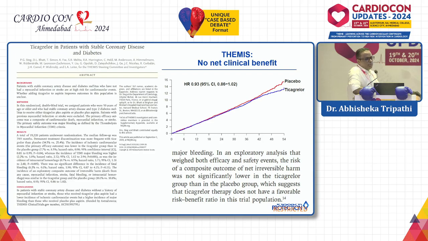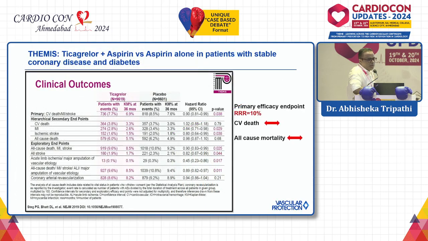Now coming to the THEMIS study. The THEMIS study studied patients who had chronic coronary syndrome. One arm also had the PCI, THEMIS PCI, but the larger THEMIS study had 22,000 patients. It studied patients with chronic coronary syndrome, whether to keep these patients on aspirin or on aspirin plus ticagrelor. So if you see, the ischemic endpoints benefited, but the overall mortality was not decreased. You can see in the next slide.